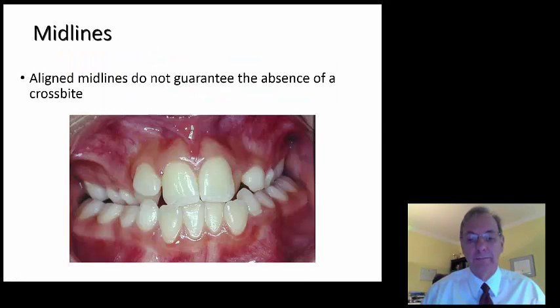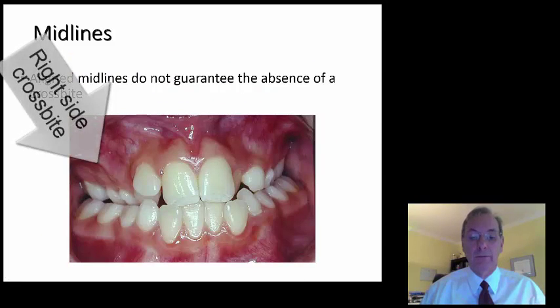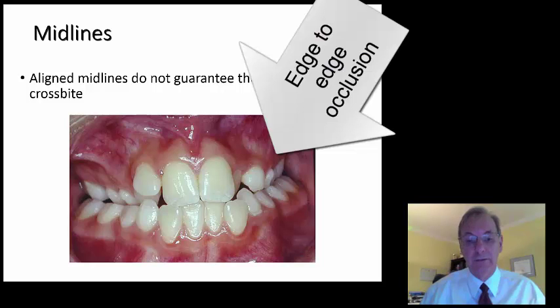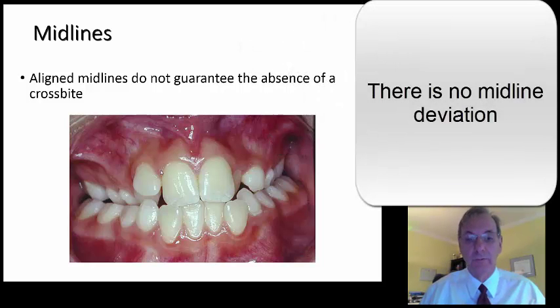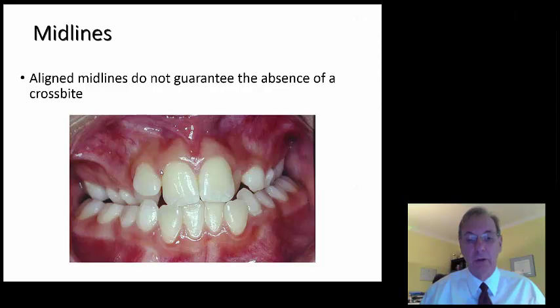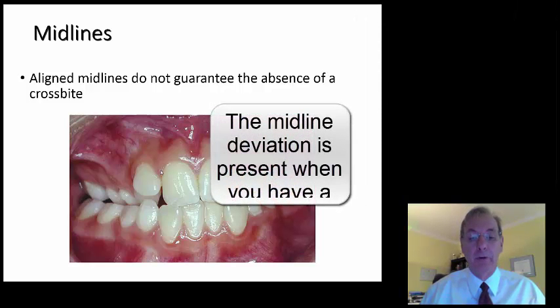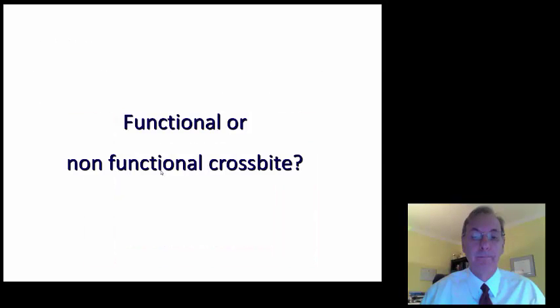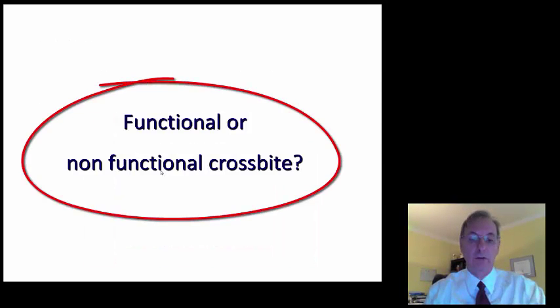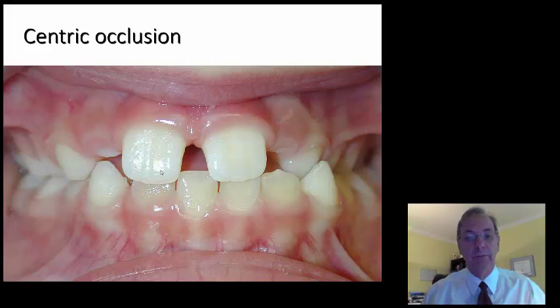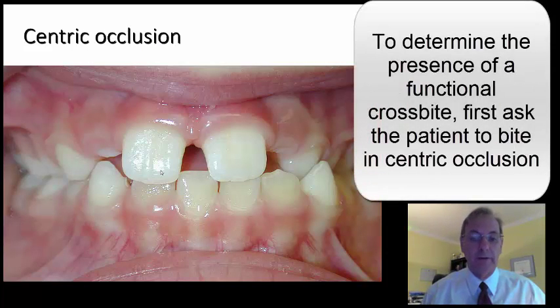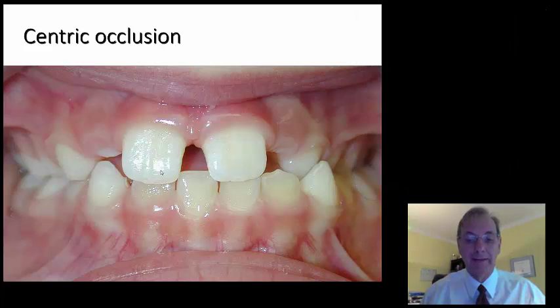As I showed before, this patient presents a crossbite on the right that's pretty severe and an edge-to-edge occlusion on the left side. And you can see that in this case, there is no deviation of the midline. The midline deviation is always present when you have a posterior functional crossbite. So what is the difference between functional and non-functional? The best thing to do if you want to assess the presence of a posterior functional crossbite is, first of all, ask the patient to bite into centric occlusion, meaning maximum interdigitation, as shown in this picture.